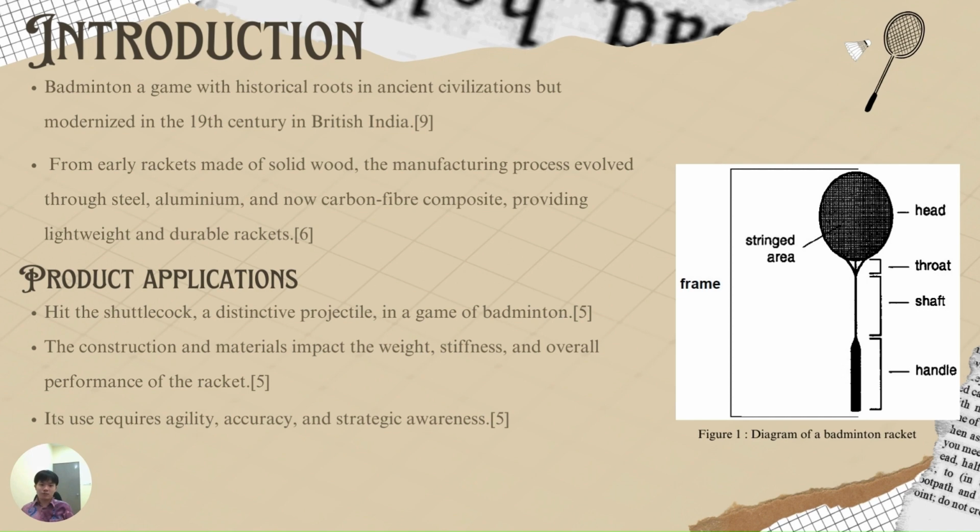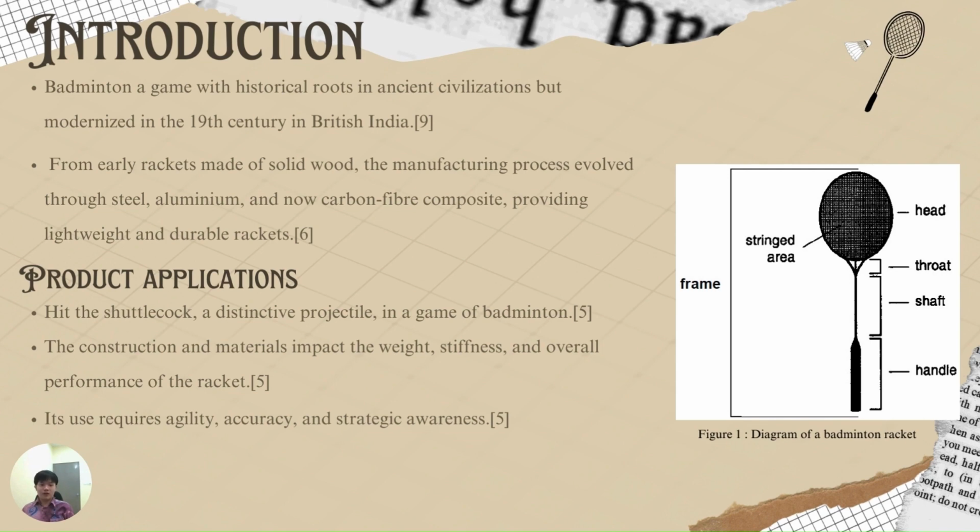And now I'll move on to the product applications. So for the product applications, badminton rackets' primary function is to hit the shuttlecock, a distinctive projectile, in a game of badminton. And the construction and materials would impact the weight, stiffness, and overall performance of the racket. And its use requires agility, accuracy, and strategic awareness. So here is a diagram of a badminton racket. And in this diagram, we can see that the biggest coverage is the badminton frame for the badminton racket.